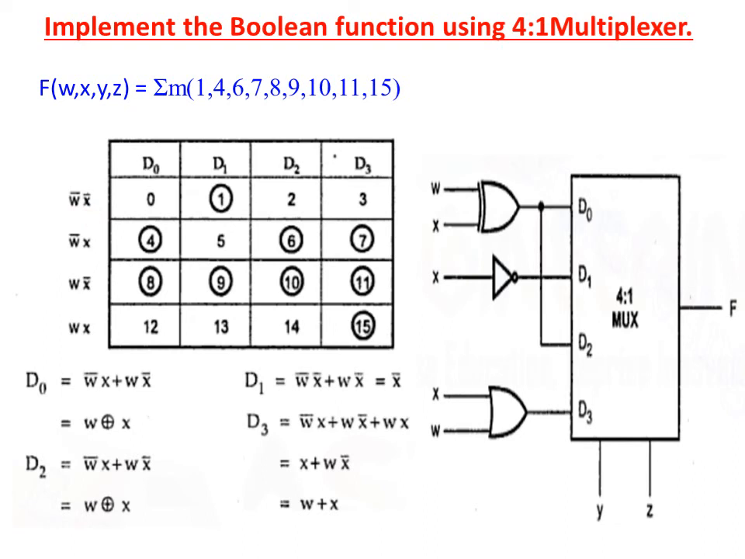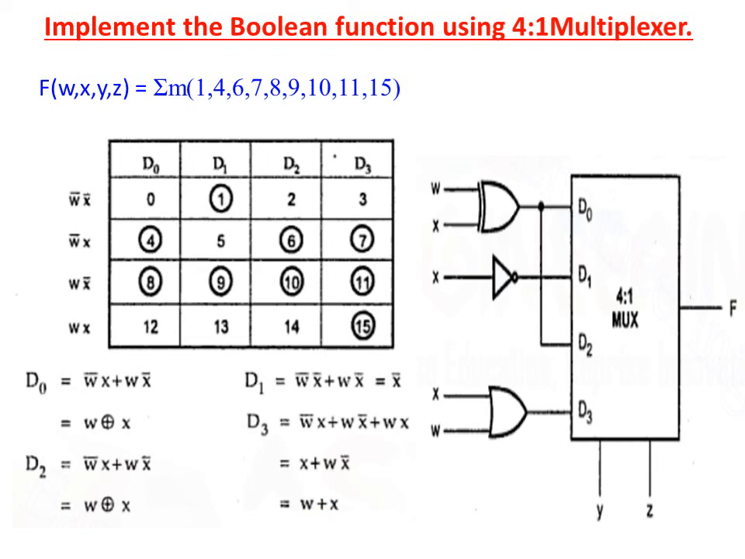It's a 4:1 multiplexer, so the selection lines should be 2. So YZ are the 2 selection lines. So here 0, 0, 0, 1, 1, 0, 1, 1 combinations are written for the two variable functions. Now we are circling the corresponding min terms. So for D3, these three are circled. For D3 we are writing the expressions for these three: W bar X, WX bar, plus WX. So we are writing all the three expressions, then we are simplifying them. Finally we will get W plus X.